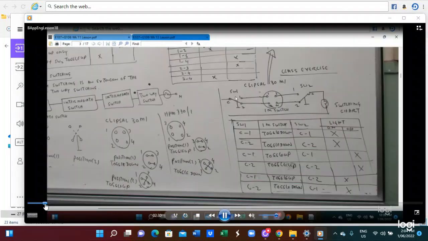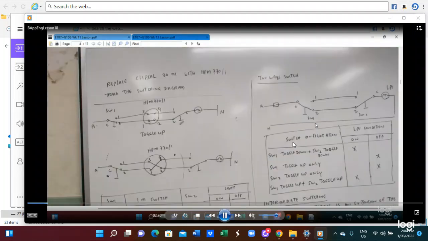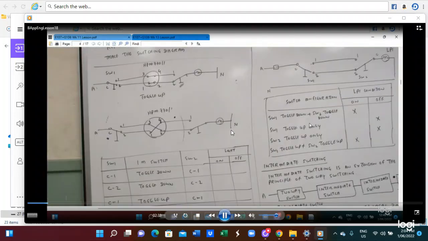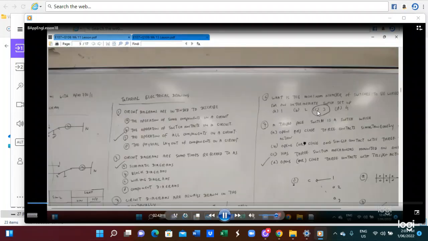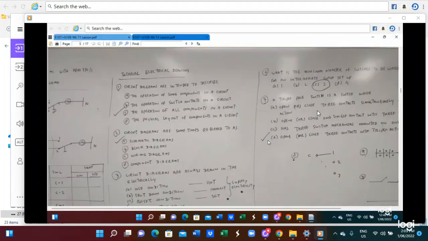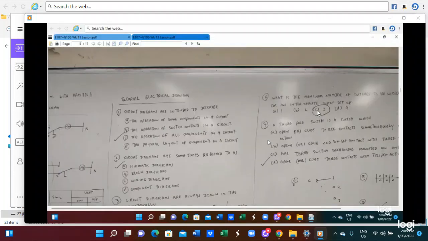The second one is for the intermediate switch connection. When you do the intermediate switch, there are the circuit diagram and also the switching diagram. So you read this one, then we put the tutorial question, and the question and answer for the tutorial question.